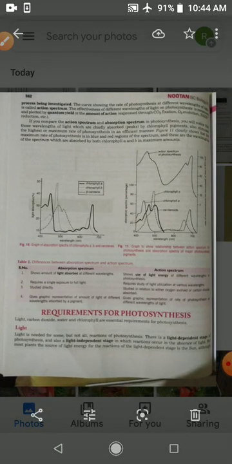at various wavelength, and it shows the relation of oxygen evolved or of carbon dioxide absorbed, so that we can study with the help of this graph.